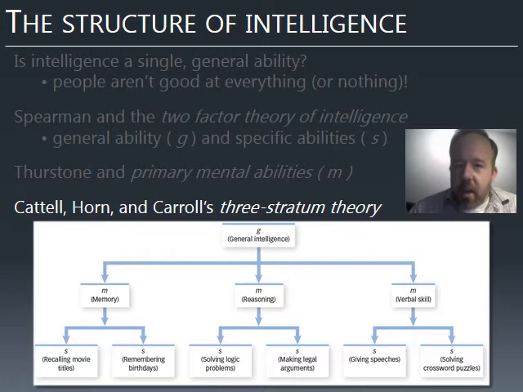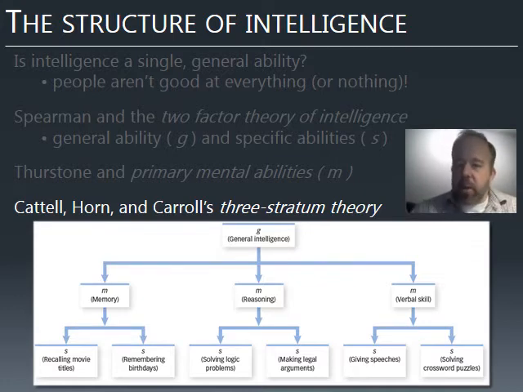And so you have G at the top indicating general intelligence. You also have, in the middle row here of this diagram, the primary mental abilities of Thurstone. And within those groups, you also have the little S's, those specific abilities. And so Cattell, Horn, and Carroll kind of combined Spearman's ideas and Thurstone's ideas into a theory that is currently widely accepted. So intelligence isn't just one thing, but it's also not just a set of individual skills.